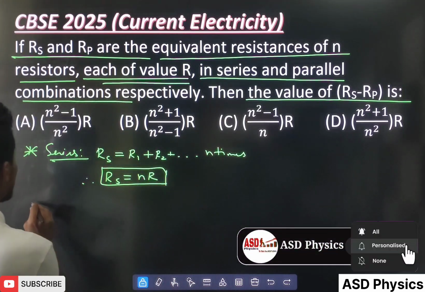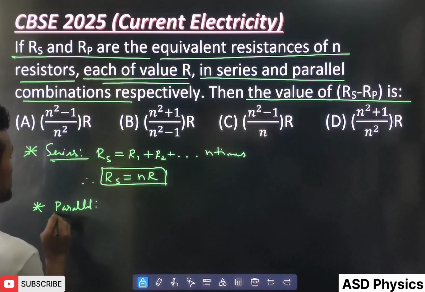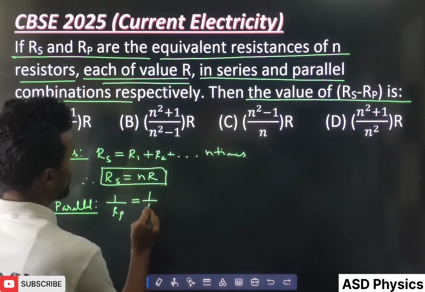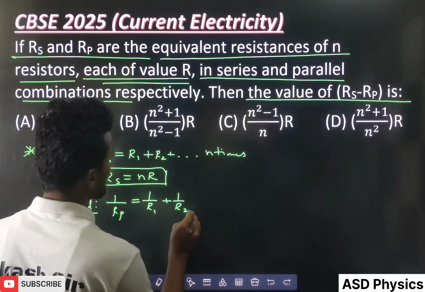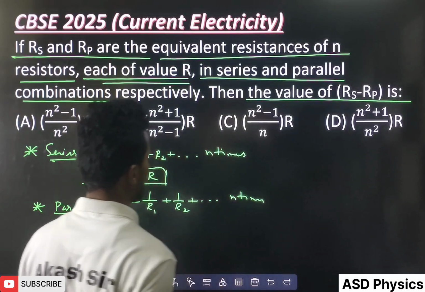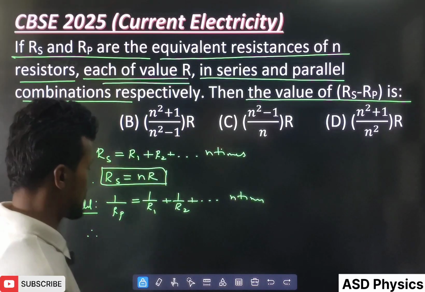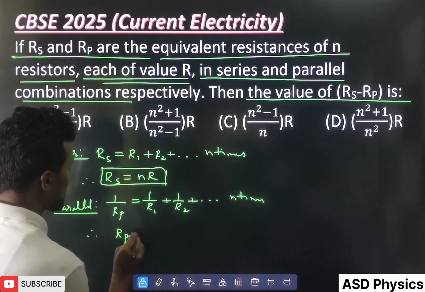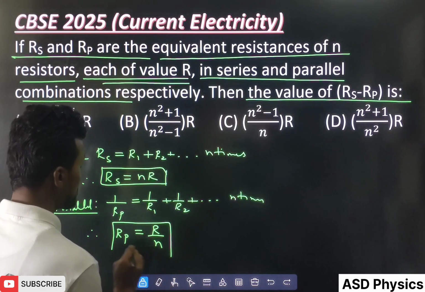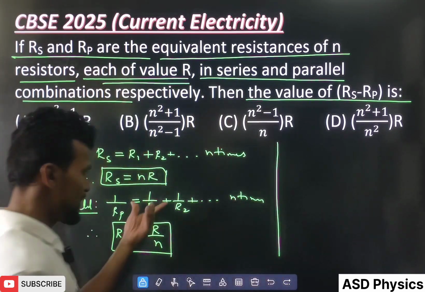Now similarly, if I talk about the parallel connection. In parallel connections, remember that 1 by Rp is equal to 1 by R1 plus 1 by R2 dot dot dot, N times, like 1 by Rn. Now if I talk about identical resistors, in this situation, remember that in a parallel combination, this Rp will become R by N. Series means N into R. Parallel means R by N. By the same basic here.